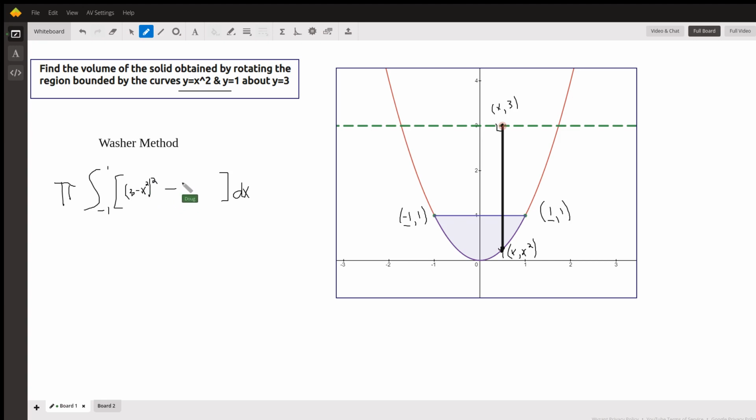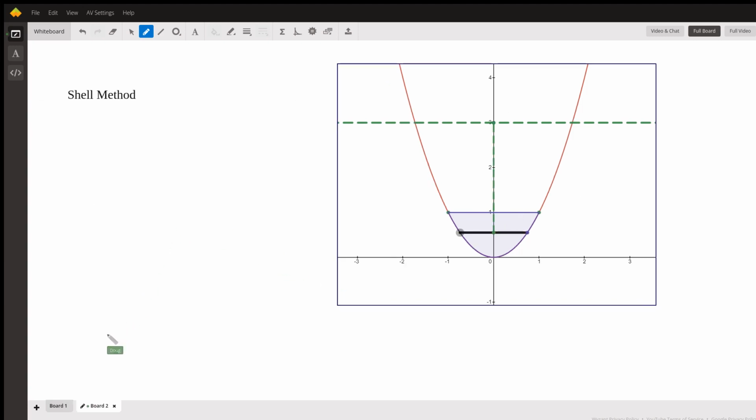Minus the inner radius squared. What's the inner radius? Well, it's the distance from here to this point. Well, the y-coordinate here is always 3. The y-coordinate here is always 1. So it's 3 minus 1, which is 2, squared. There's your setup for the definite integral. I'll leave the work for that to you.